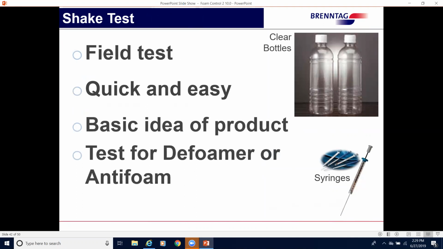Essentially what you do is you put the liquid that you're testing into a clear bottle, you shake it, and then you add the defoamer to see how well it performs. If you were testing for an anti-foam, you'd simply add the product in prior to shaking. What this test really does is it gives you a rough estimate of which product to use and how well it performs.